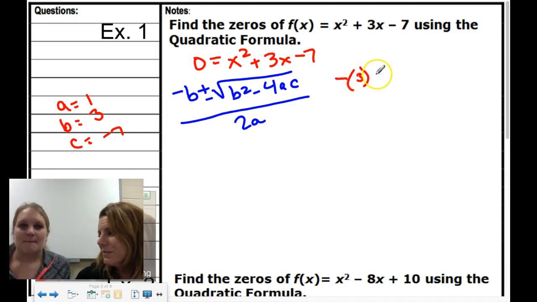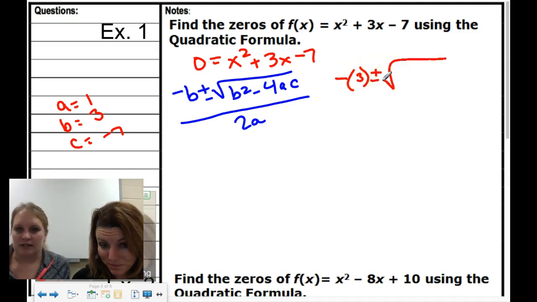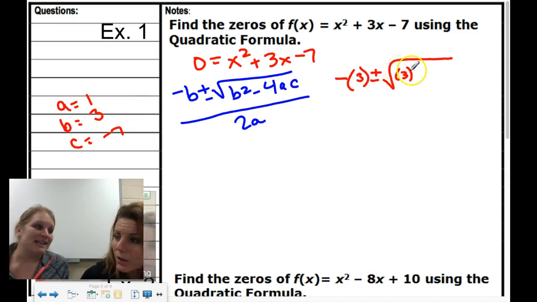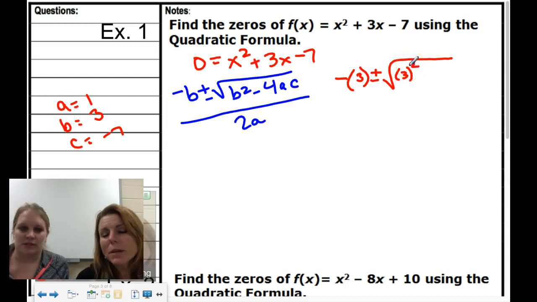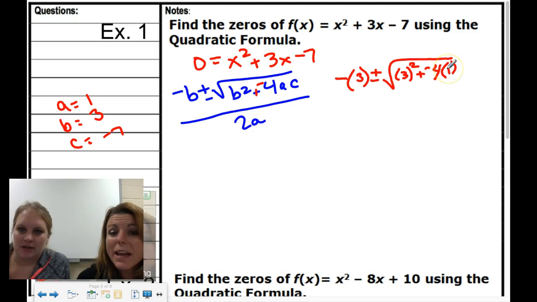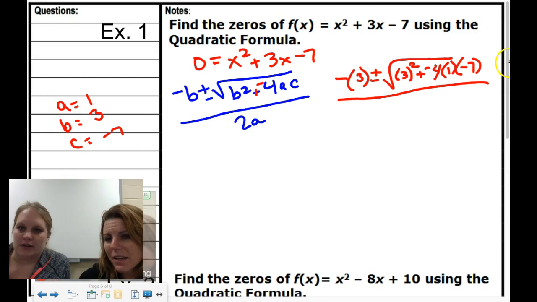Plus or minus the square root of b squared. I'm going to put it in parentheses, because in case it's negative. Whenever you substitute something in, keep it in parentheses. Now, it says minus, but I'm going to change it to a plus negative because a lot of people make silly mistakes here. So plus negative 4 times your a, which is 1, and your c, which is negative 7. That's all still under the square root. Extend that line up there. All over 2 times our a.